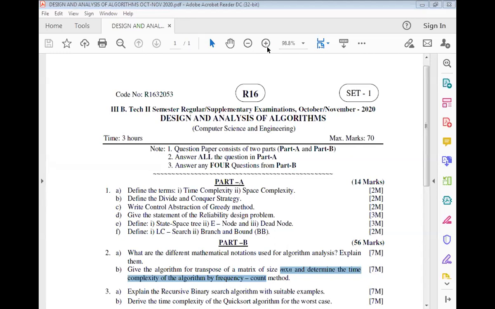So this is the transpose of a matrix of 3 into 2. You may consider it as n into n for analysis. When we analyze the algorithm, we consider it n into n, no problem. Okay, so we just have to interchange the rows and columns of the matrix here. All of you know about that.